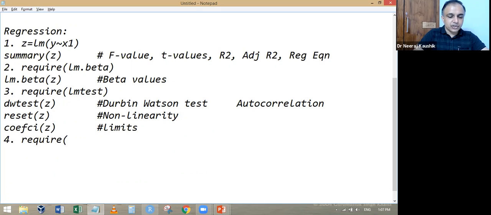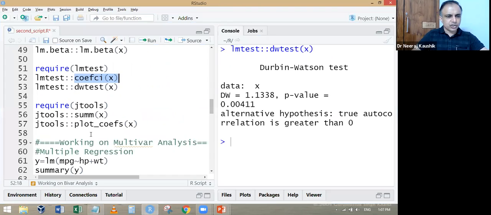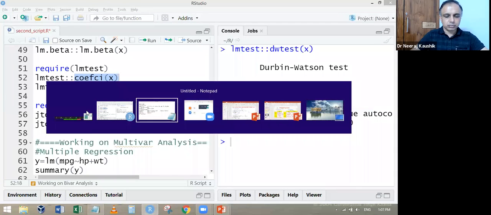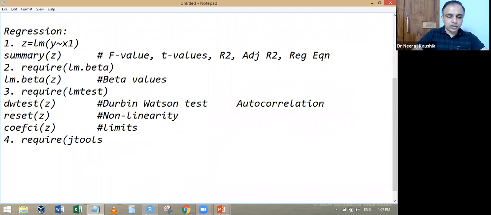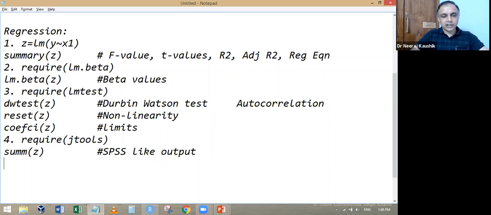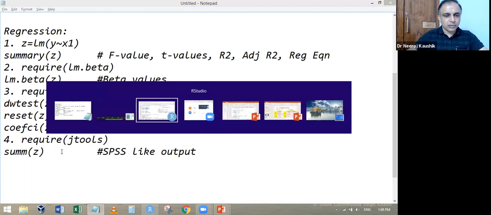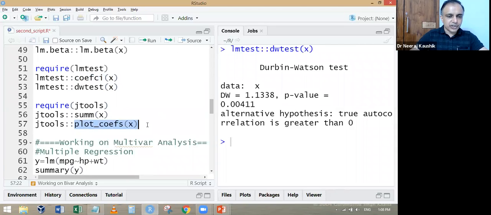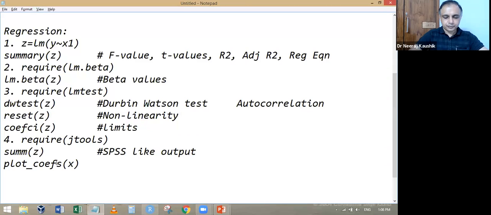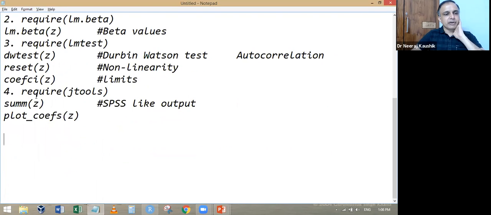And the fourth one, I do require J, its name is jtools. What is it used for? Two purposes. One is summ. Remember earlier it was summary, now it's summ only. It gives SPSS-like output, very systematic, neat and clean, with all the things in place. The second thing jtools gives you is a plot option. Let me copy from there: plot the coefficients. That can be very, very helpful. So these are the four things in regression, and the correlation we discussed.